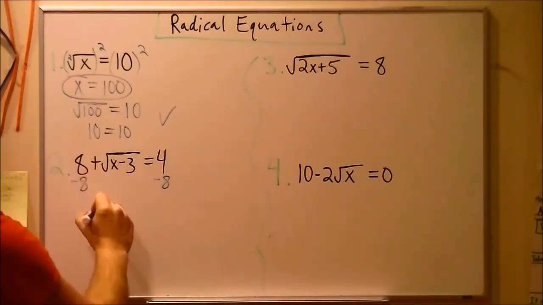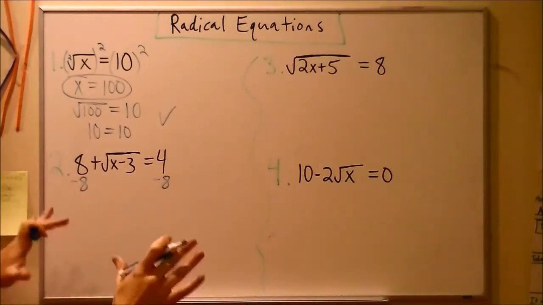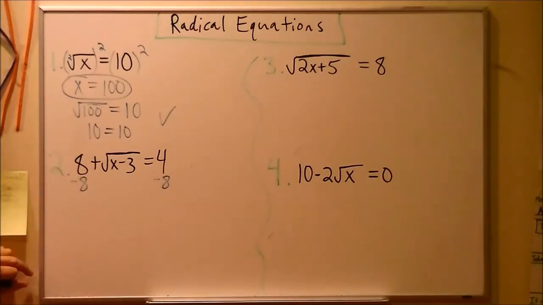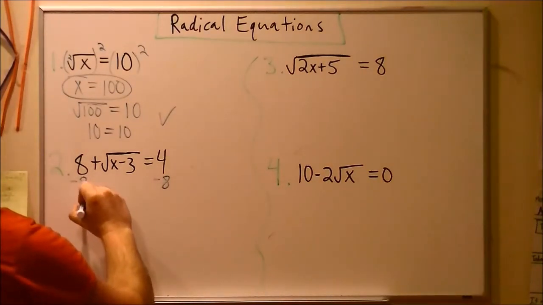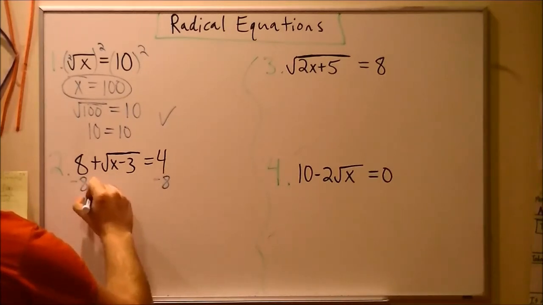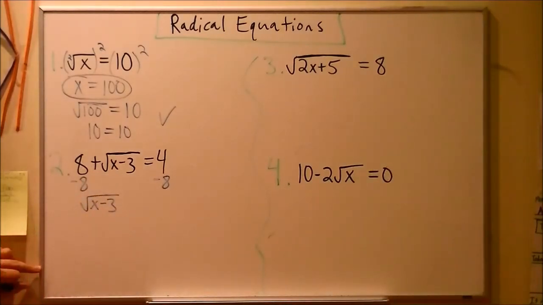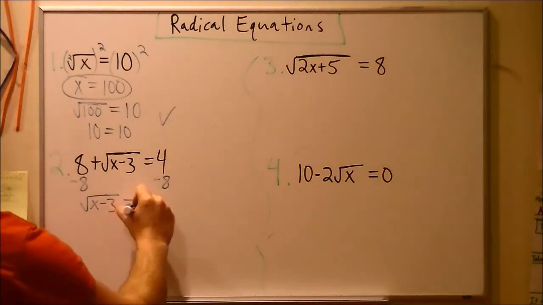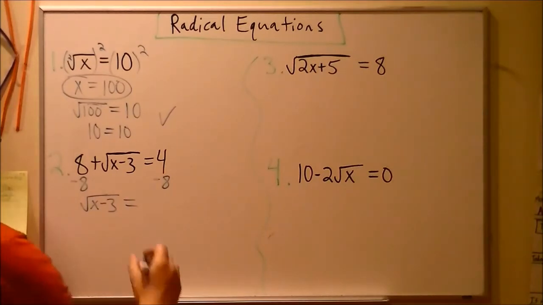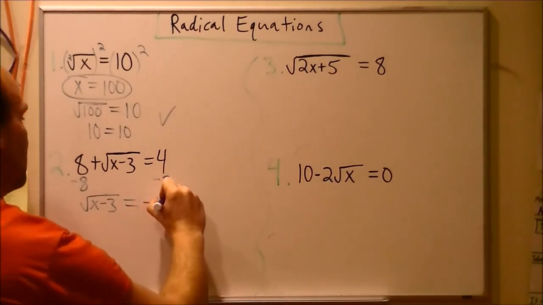Okay, and that gets rid of it on that side, right? I'm not going to cross it out, so we've got to go back and check in the end, but we understand that cancels it out. So what I am left with is a positive x minus 3 under a square root symbol equals, what is 4 minus 8? 4 minus 8 is negative 4.